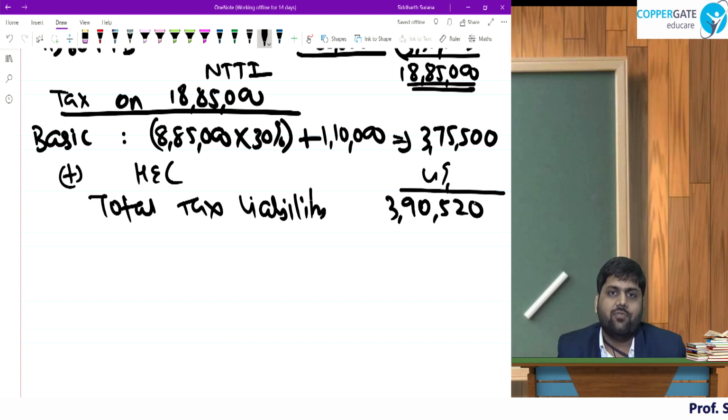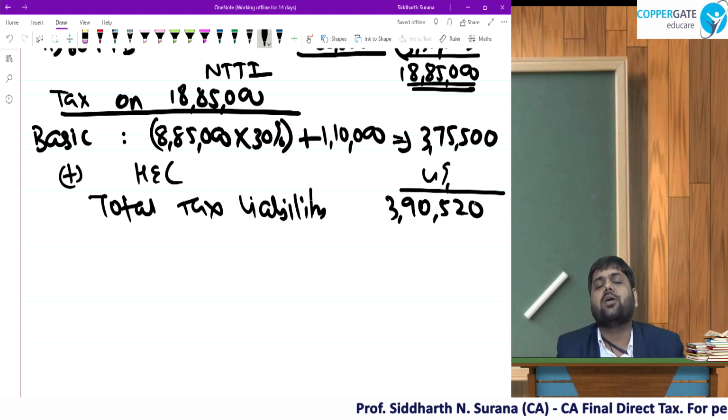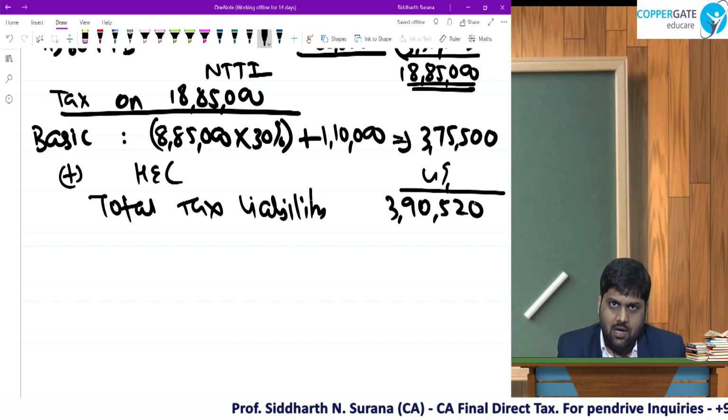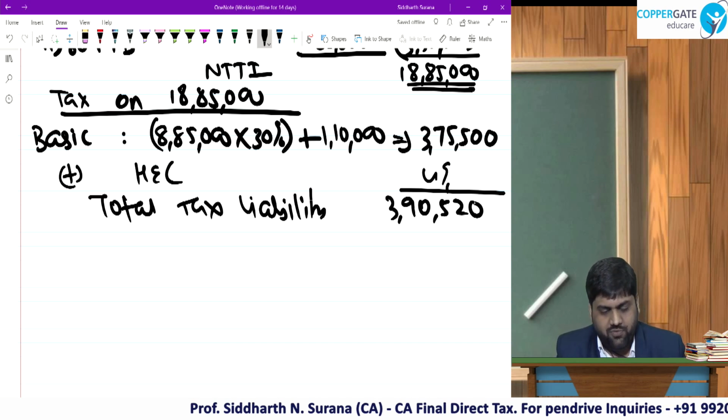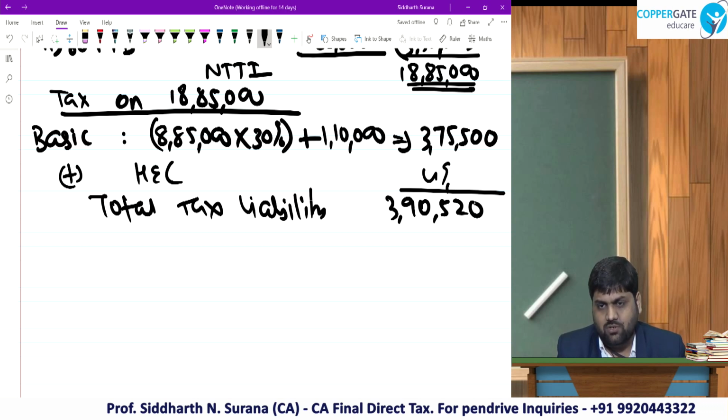3,90,520. And what if I now tell you, till now we have seen house property, we have seen exempt income, agriculture income, other sources, we have seen chapter 6A deduction, we saw the basic exemption of senior citizen, we saw TTA, TTB, but we are doing a chapter called double taxation relief and we have not used any knowledge of double taxation relief. This is how CA final comes in front of us. If you learn everything, then only you are doing justice to your career.